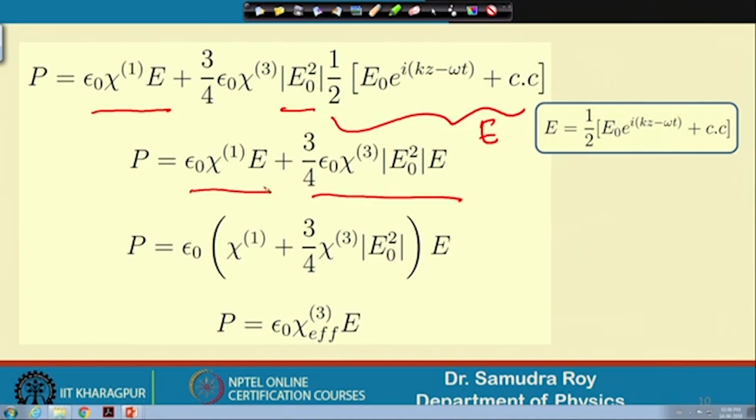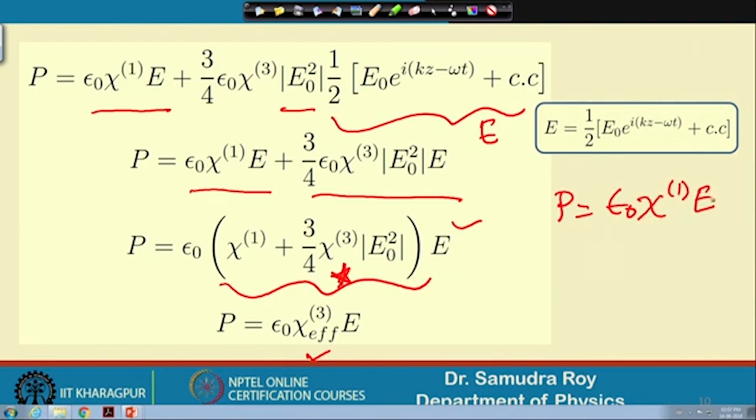So, now if I take E common, then inside I will have chi 1 plus an additional term here. So, I write this chi 1 plus 3 chi 3 mod of E 0 as another term. So, these two terms together I write chi effective. So, normally we have polarization equal to epsilon 0 chi 1 E, but after doing this process, introducing this nonlinear polarization, I have chi effective E.